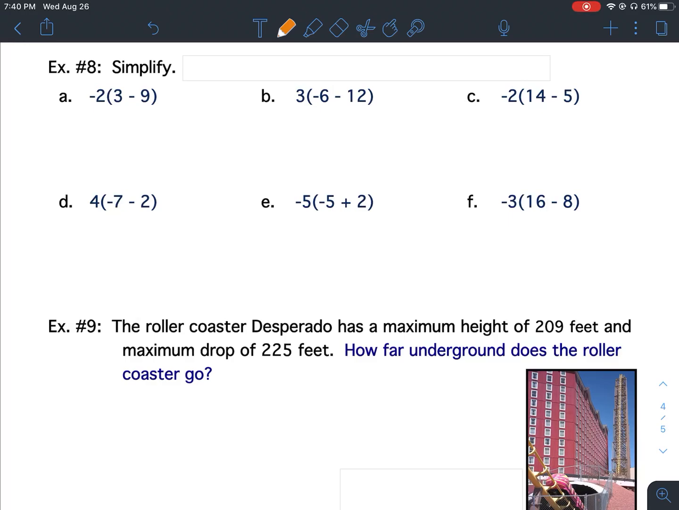Integers Lesson A Notes, Example number 8. Example number 8 is a combination of the first two examples we did with adding and subtracting, and then the multiplication example. So it's like a combination of examples 1 and 2 with example number 5. We're combining them together. We're going to follow the order of operations.